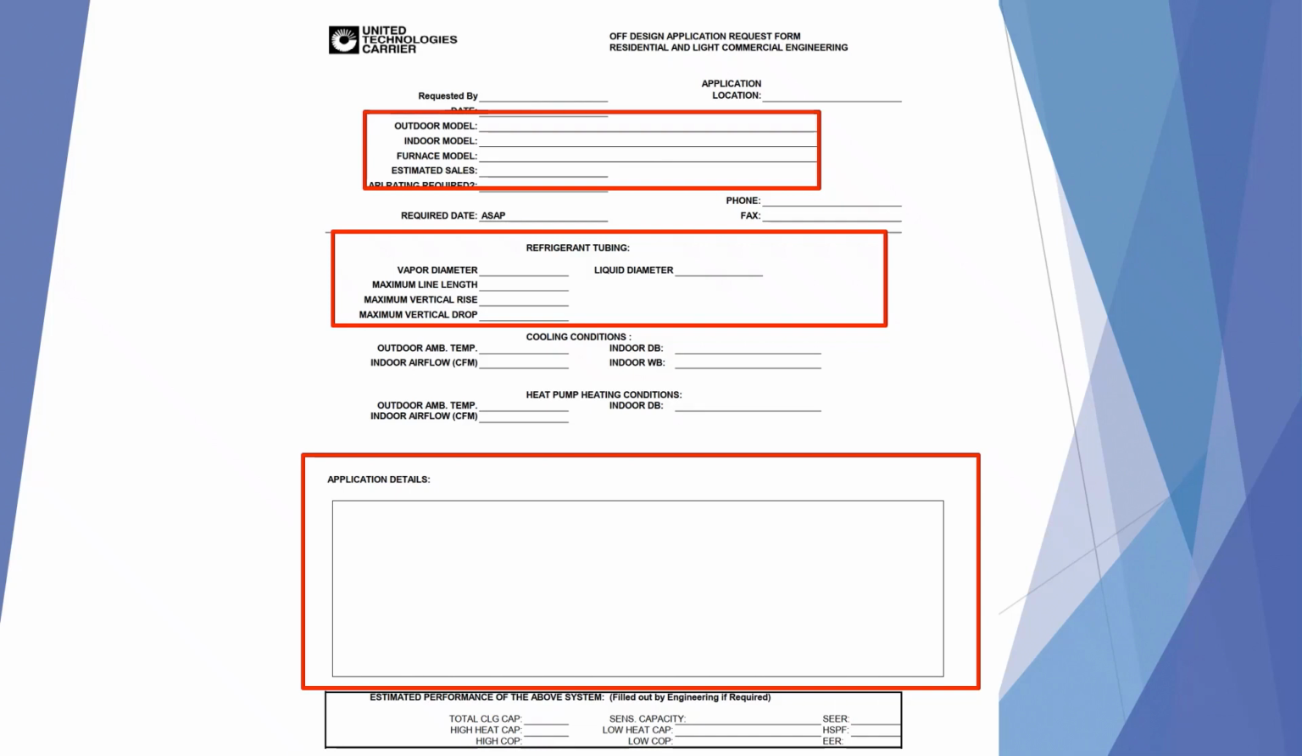So while 3/8 needs to be maintained in most cases, in some hardship cases, engineering has approved larger lines for the liquid line. So keep that in mind if you have a job where you absolutely have to use the existing line set and it's not the proper diameter.